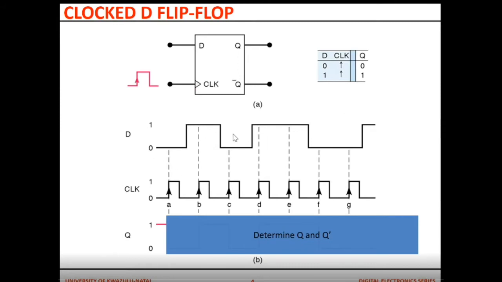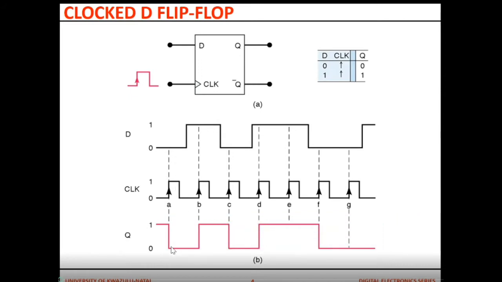So here is your D and here is your clock. So what is the behavior? Assuming Q starts at 1, at the clock positive edge, it will sample D, so Q will go to 0 there. And then it will remain in memory until the next positive edge. It goes to 1, in memory, goes to 0, in memory, goes to 1, in memory, still 1, goes to 0, like that. Easy.